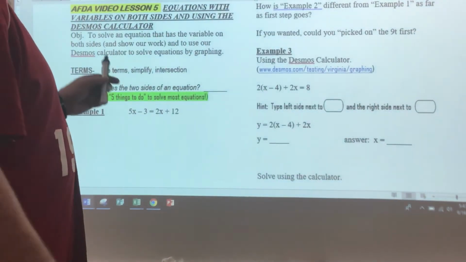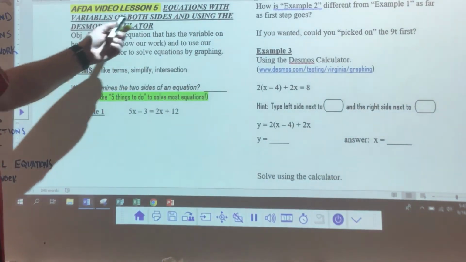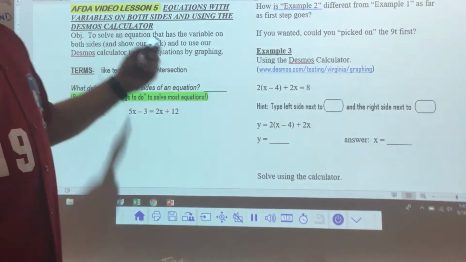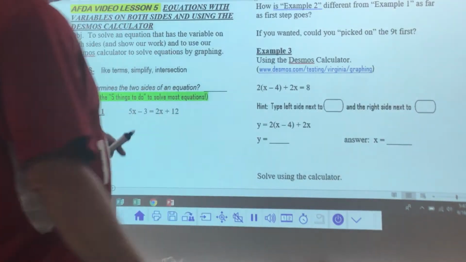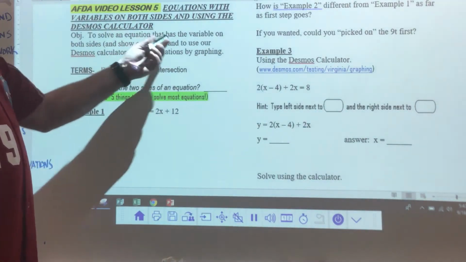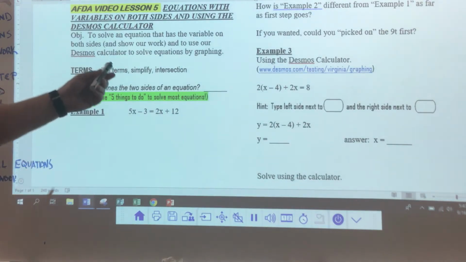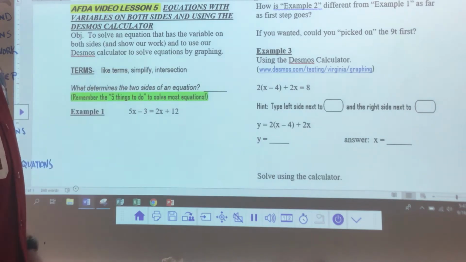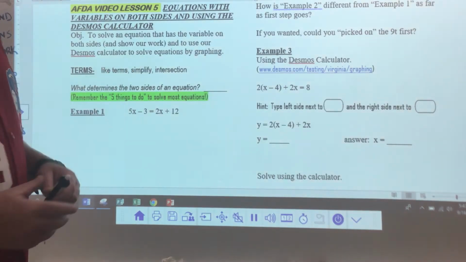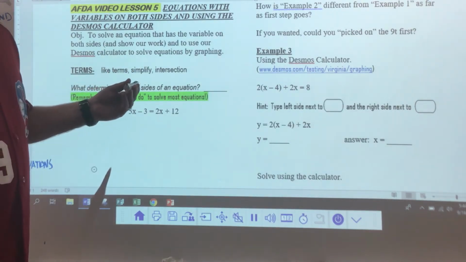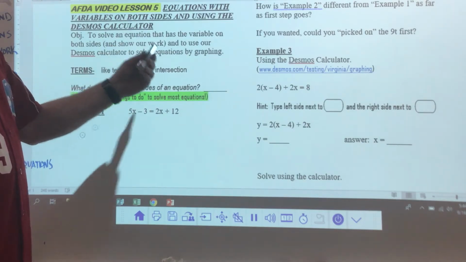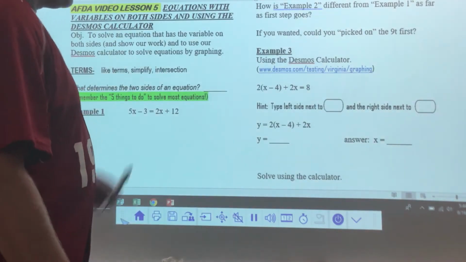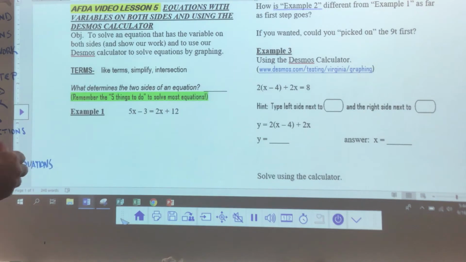Today's lesson is going to be on equations with variables on both sides and using our Desmos calculator. We want to be able to solve an equation that has the variable on both sides and show our work today, and to use our Desmos calculator to solve equations using graphing. Terms that we might mention today are like terms, simplify, and the word intersection. That will come into play when we talk about graphing today.